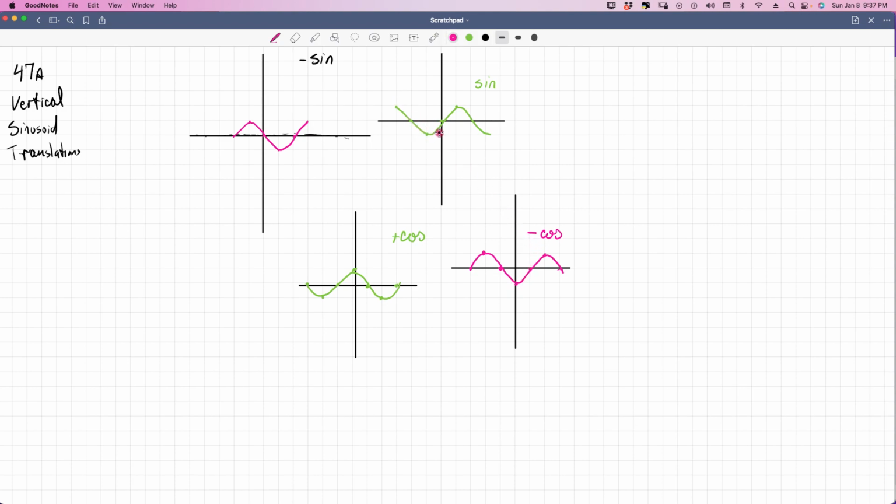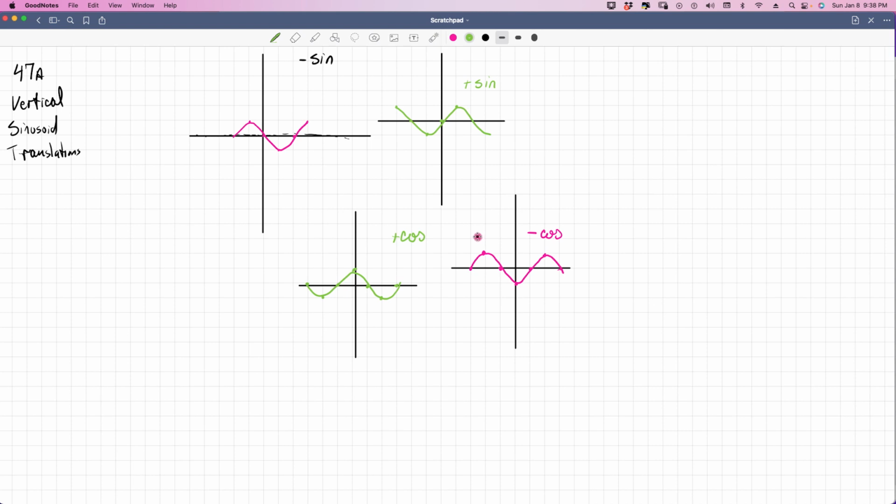If it crosses at the midline on the y-axis and goes up first, it is a positive sine. If it crosses at the midline of the y-axis and then goes down, it is a negative sine. So those are your four different types.